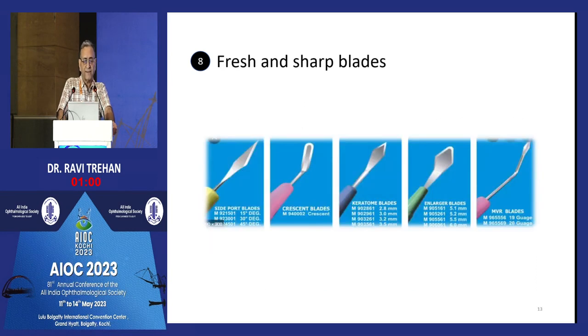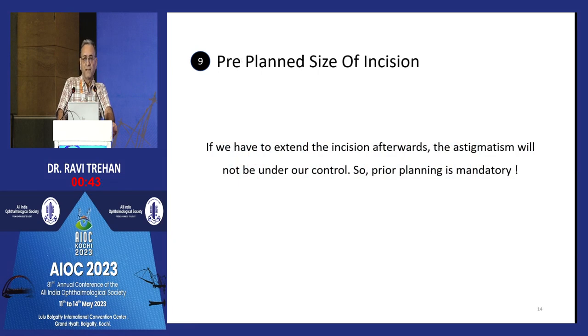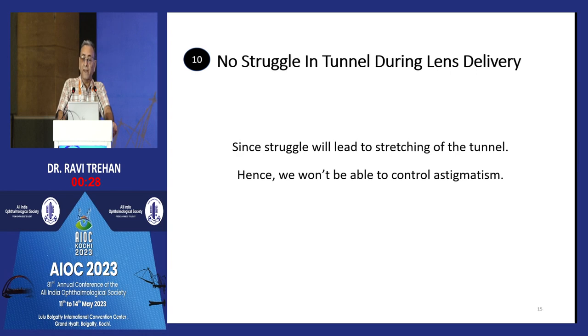Fresh and sharp blades, every speaker used to say, but I am mentioning you have to customize your blades. Many types of blades are available, from 20 rupees to 800, 900 rupees for a crescent blade. One should try each and every one and then see which one suits him. Size of the incision should be pre-planned according to slit lamp examination as well as keratometry. But if we have to extend the incision in between, then astigmatism will not be under our control, and there should not be any struggle in the tunnel during lens delivery.